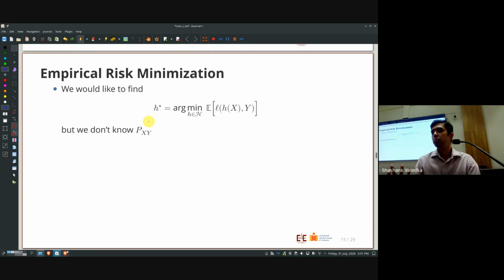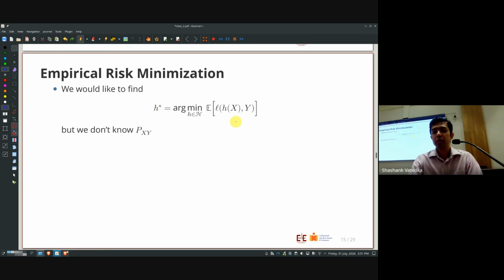Any suggestions? What could we do? We don't know this expectation. We can't compute this expectation because we don't know pxy, but we have samples which are drawn IID. So instead of minimizing this function, can we choose an h which minimizes some other function, which hopefully approximates this expectation? You can't compute the expectation. So okay, here's a simpler question. Can we approximate this expectation by something else?